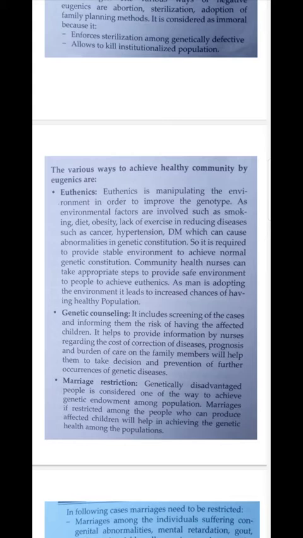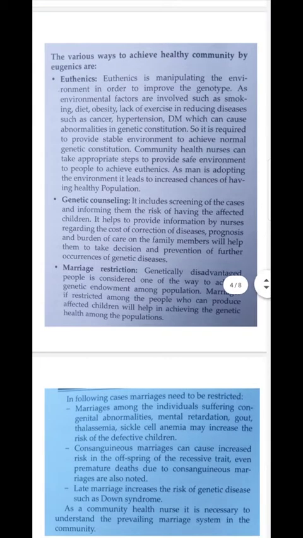So what is genetic counseling? The second one is genetic counseling. It includes screening of the cases and informing them of the risk of having affected children. So in genetic counseling, we can screen the parents or the couples, and then we can explain to them how they may get affected children. This will help them to make decisions and prevent further occurrences of genetic diseases. We can decrease the genetic diseases.